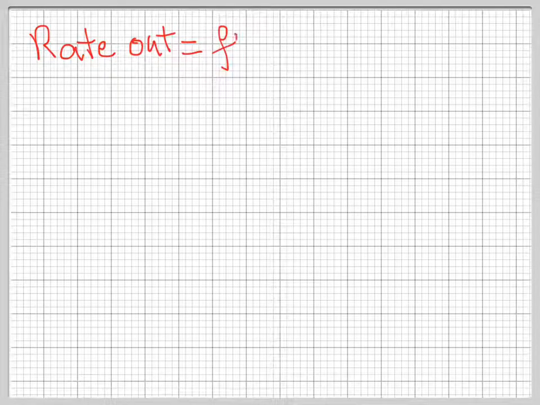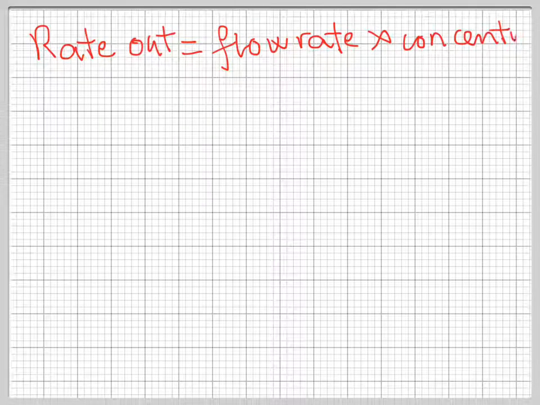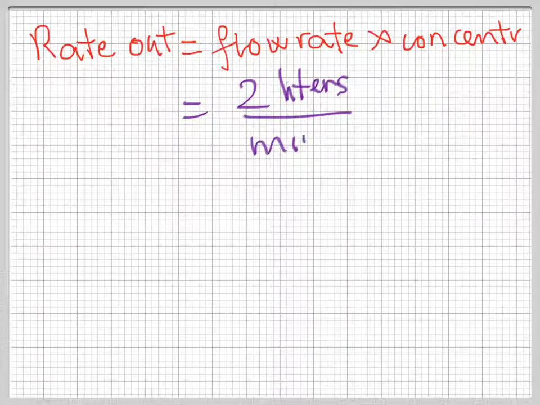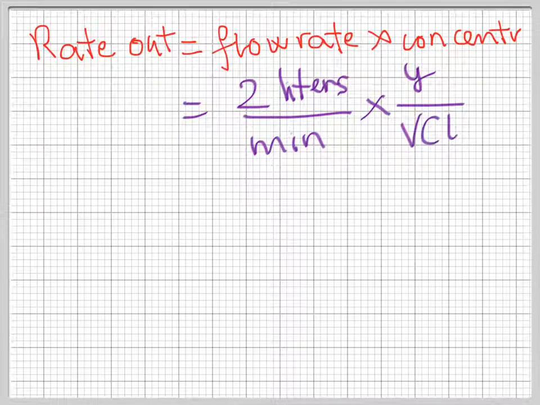The rate out again equals the flow rate multiplied by the concentration of the chemical substance at time t. The flow rate is the same as the flow rate in, which is 2 liters per minute, and the concentration equals y divided by the volume of the mixture at time t. y is the amount of the chemical substance at time t, and V of t is the volume of the mixture at time t. So y over V of t is the concentration of the chemical substance at time t.